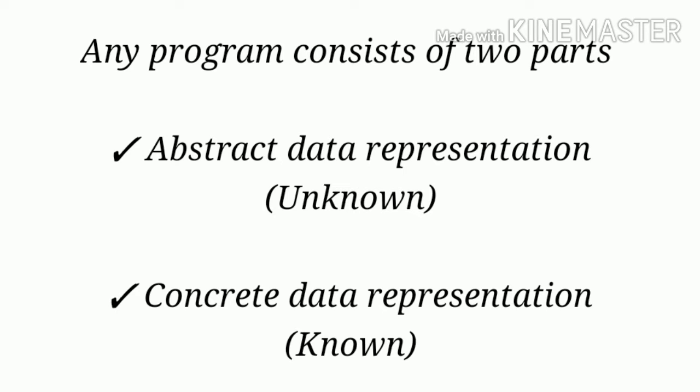Here it is a direct implementation. Simply said, in abstract data type the representation is unknown, but in concrete data type the representation is known. This is the main difference between abstract and concrete data type representation.